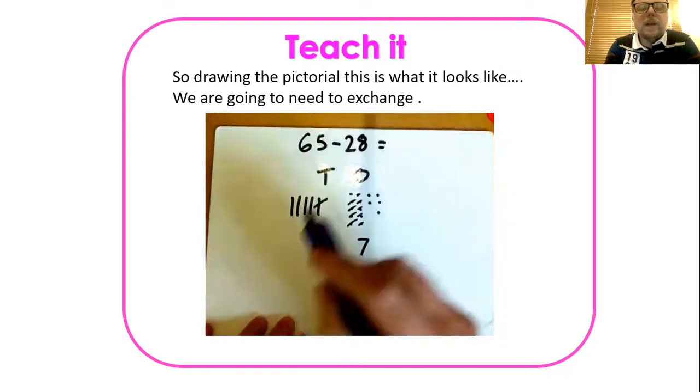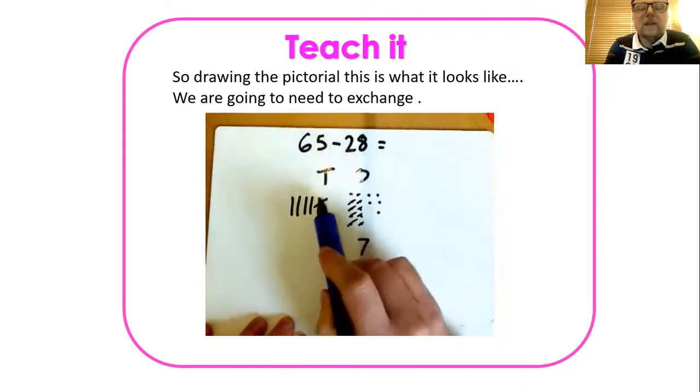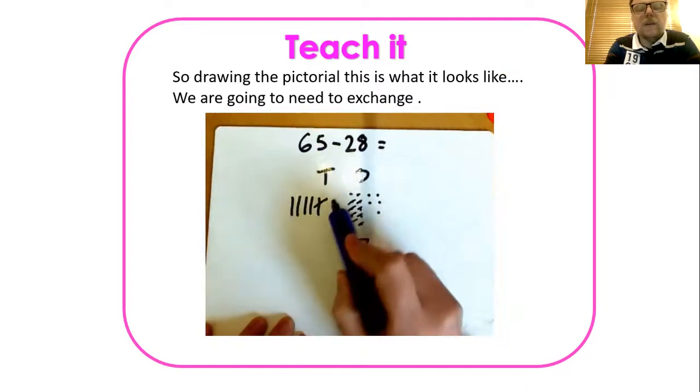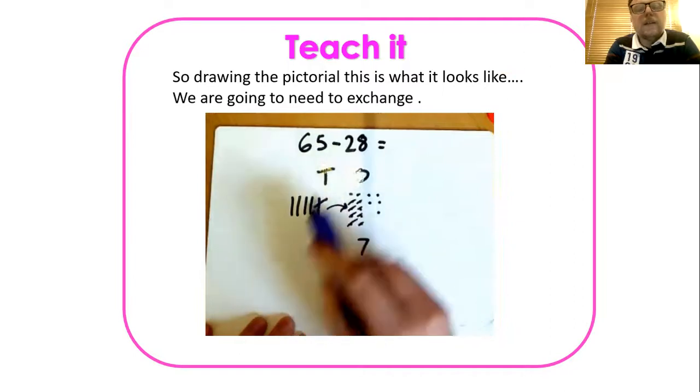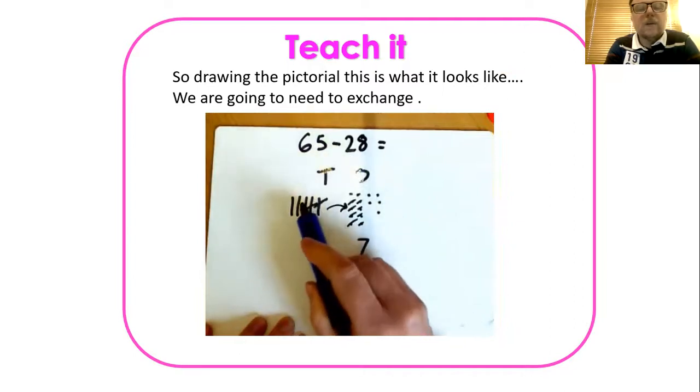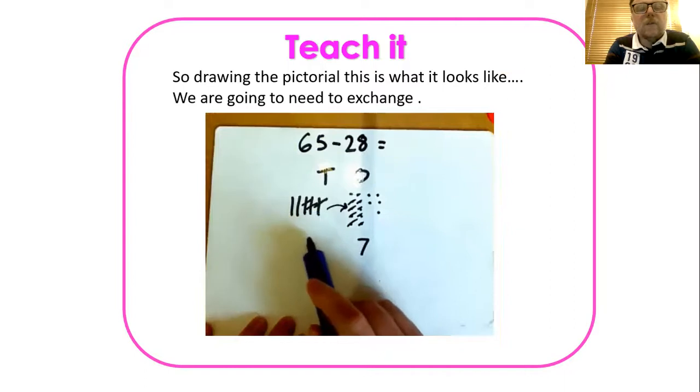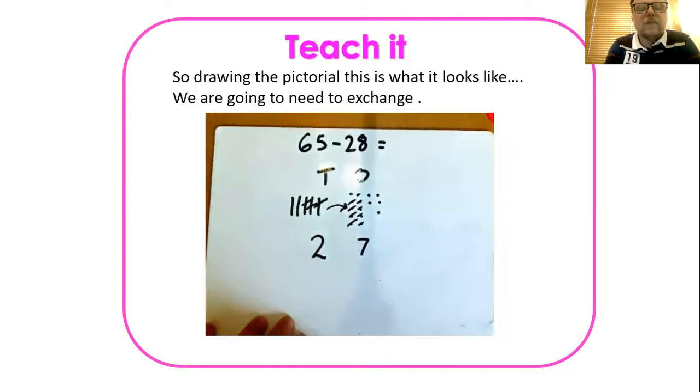Okay, and then I'm going to take away my 2 10s. Well, that 10's already gone across, hasn't it? So I've got to take another 2 away. That 10 was exchanged, so I still need to take away 2 more 10s. And I've got 27. So 65 take away 28 is 27. That doesn't look right. Oh no, I don't think that was the answer we got before.